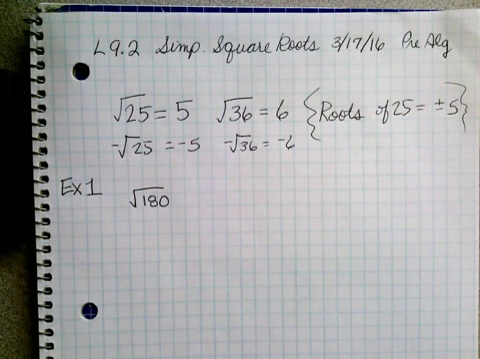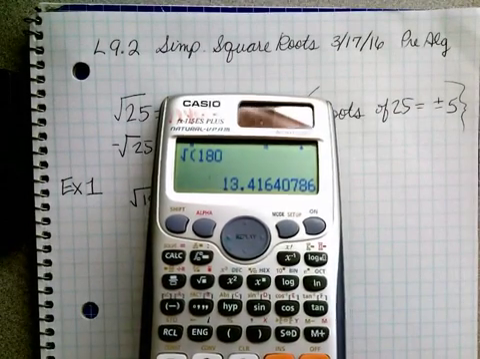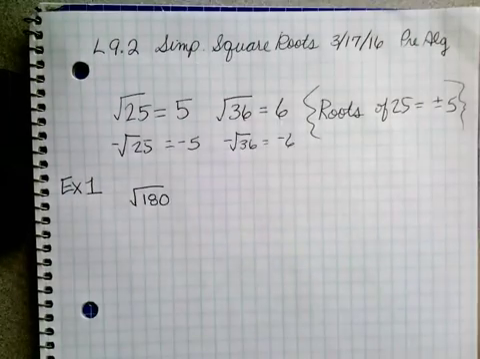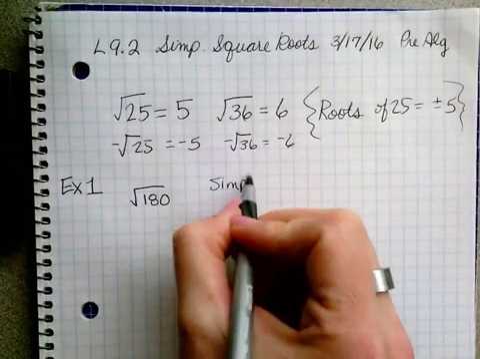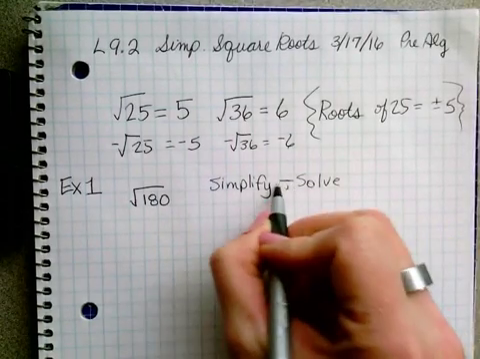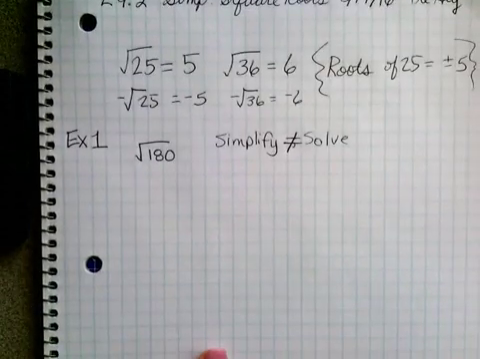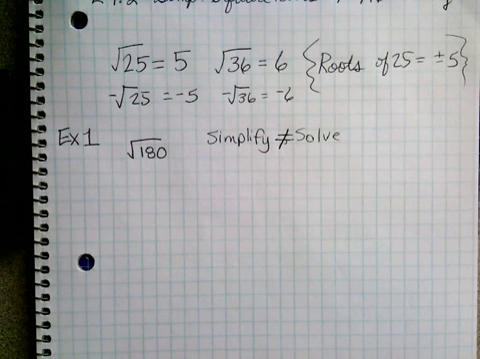If you plug it into your calculator, I'm not sure what yours will say. Holy cow. Square root of 180. You're going to get something like this. Okay? More than likely, you'll get something like this. But when they say simplify, they do not mean solve. It's not the exact same thing. They want you to write this in the simplest terms without being exact. Does that make sense? It's not the same as estimate, but you're writing it in the simplest form.